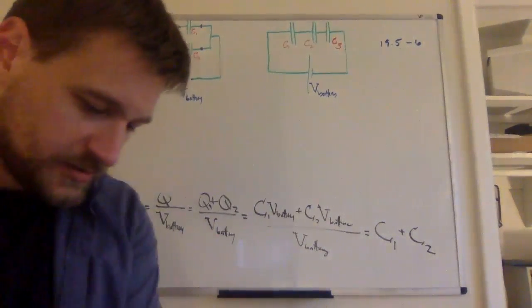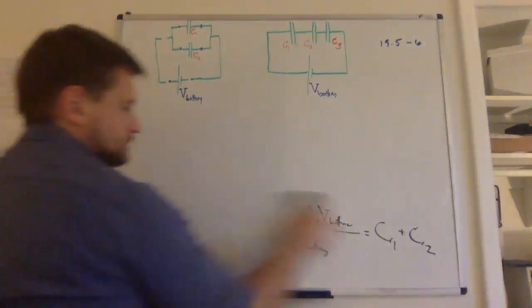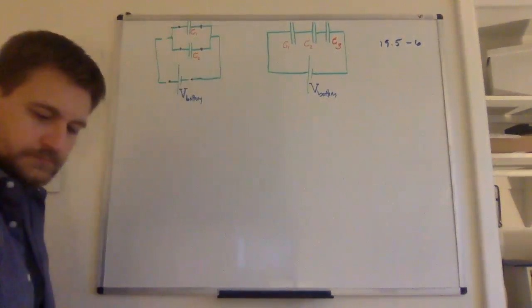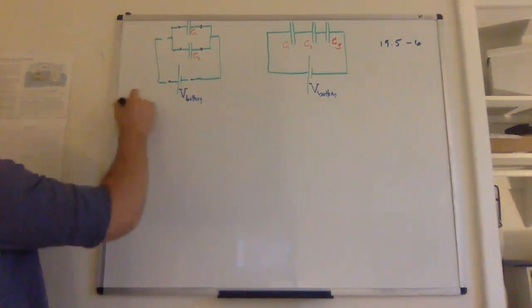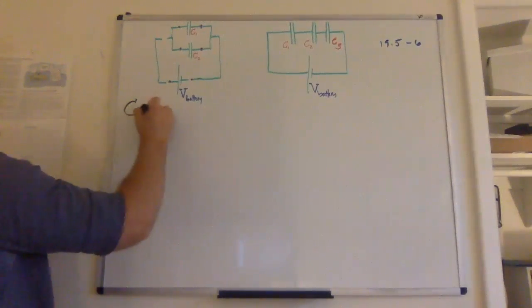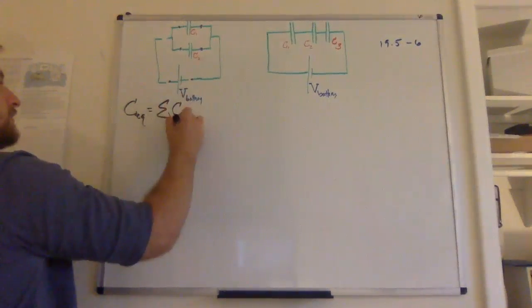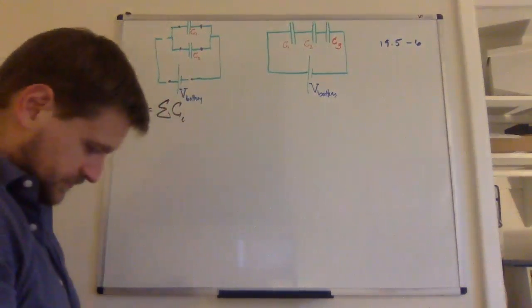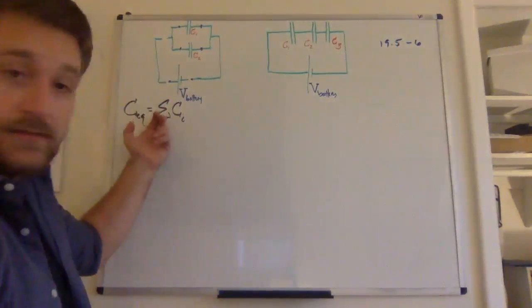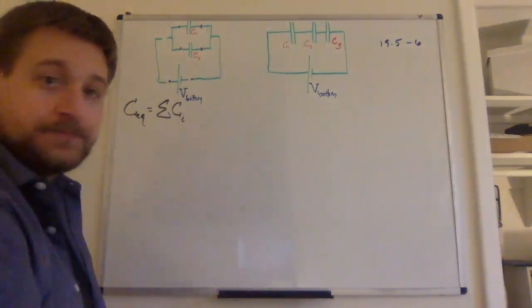Summarize the results. Equivalent capacitance is just the sum of the individual capacitances. And the sigma expression, add them all up.